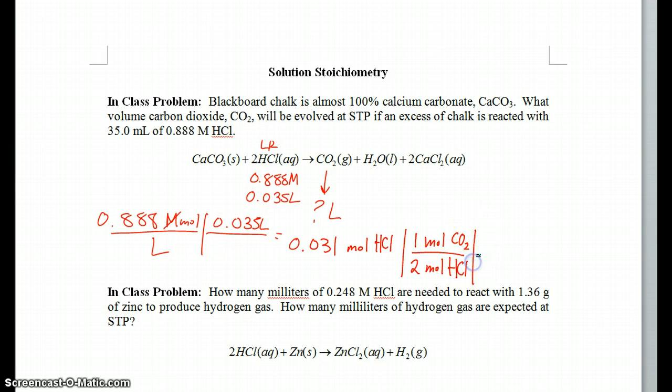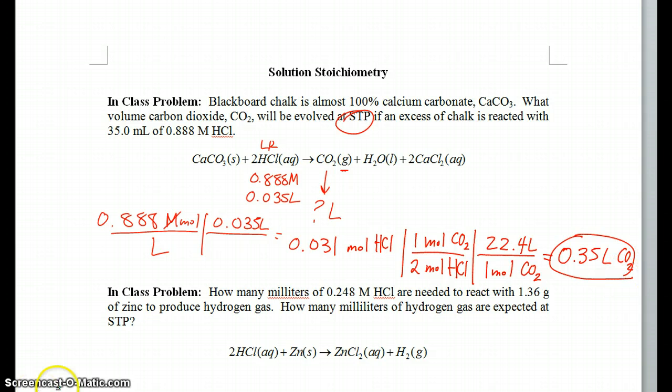Okay. And then the last thing that you have to remember is, if you're looking for volume, and the key thing is this is at STP, and it's also a gas. So for every 1 mole of the gas at STP, that takes up 22.4 liters of space. So when you do the multiplication here, you should find that the volume is 0.35 liters of CO2.